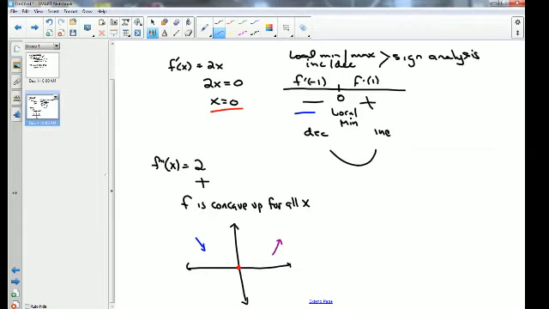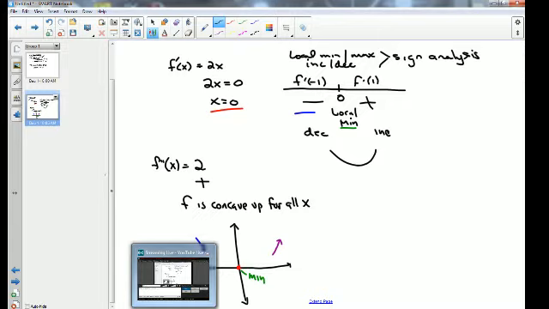And this is a minimum. So, and what do we know about concavity? Yeah, we're concave up for all x values, right?